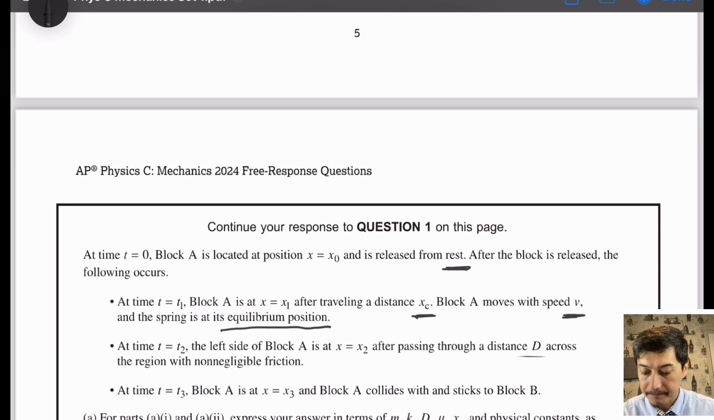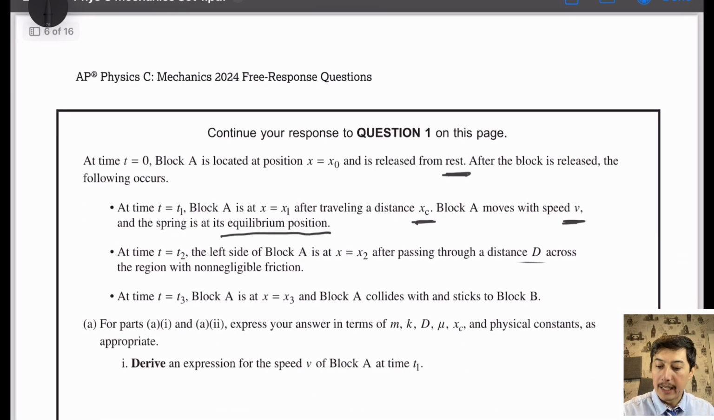of the block. At time 2, the left side of block A is at x2 after passing through a distance d across the region with non-negligible friction. So at time 2, the block A completely passed through the friction region. At time t3, block A is at x3 and block A collides with and sticks to block B. The word sticks implies that it's going to be an inelastic collision.